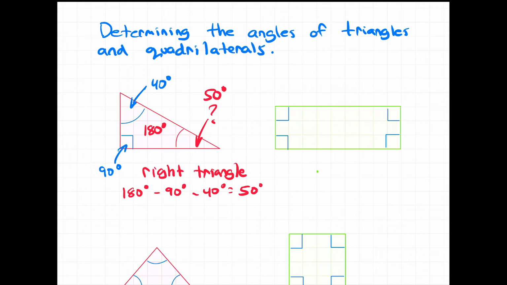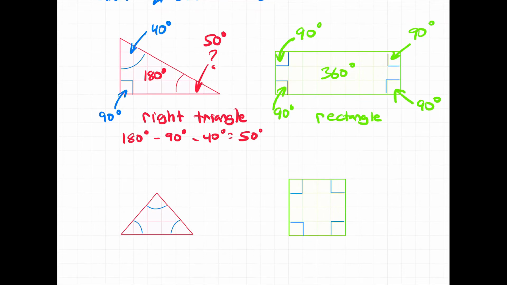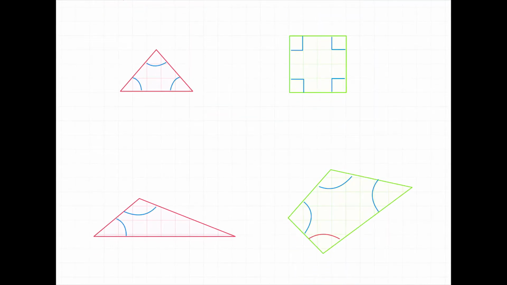Over to the right, we have a recognizable shape called a rectangle. And what do I know about rectangles? Well, rectangles have 4 equal angles, and that happens to be 90 degrees in each one of these angles. So as soon as somebody states that it's a rectangle, that means that each one of these angles is 90 degrees, and the sum of all 4 angles will be 360 degrees.